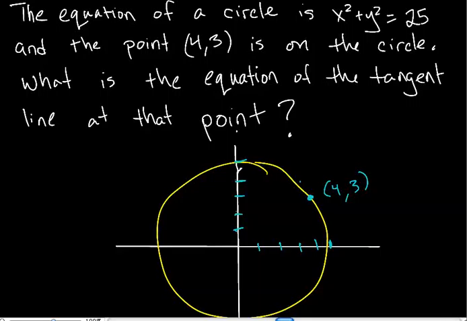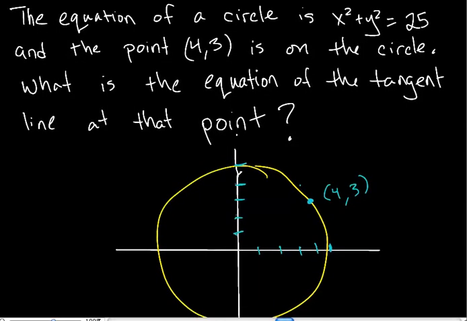So I have the equation of a circle here given by x squared plus y squared equals 25, and I know that this point lies somewhere on the circle. I want to find the equation of the tangent line at that point.